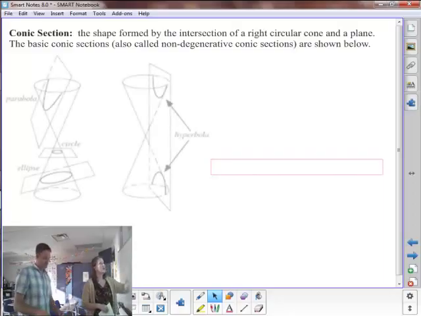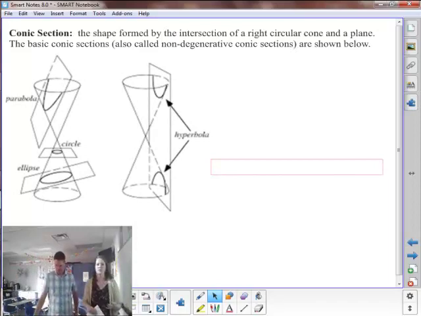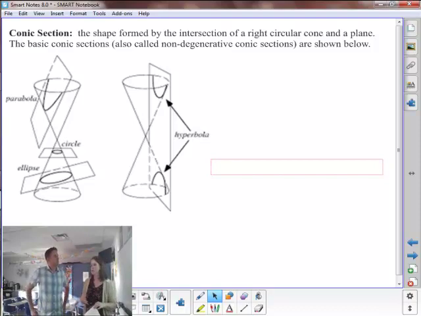So here are our four conic sections. These are the basic conic sections. There are some other degenerate conic sections that we'll talk more about in class, but these are the non-degenerate conic sections, and these are shown here.